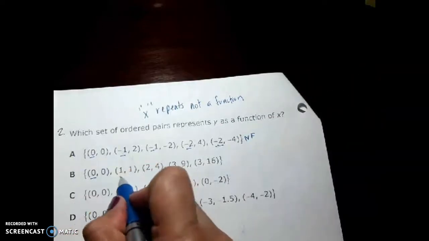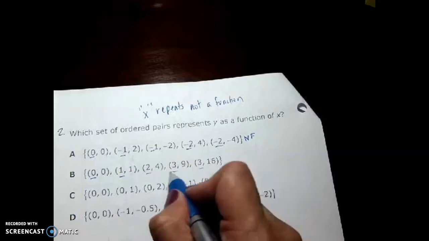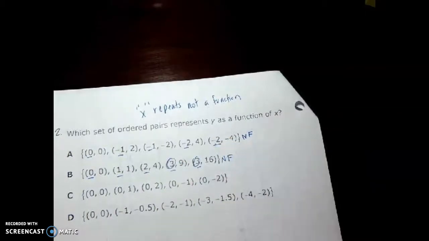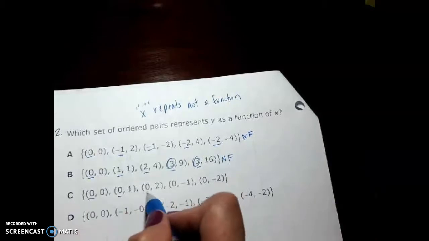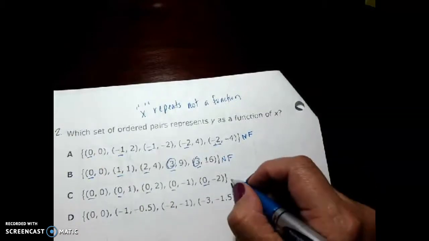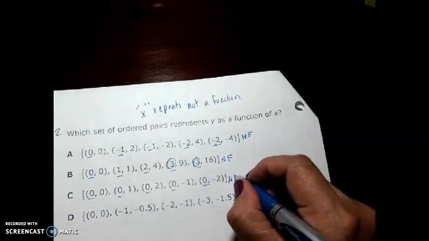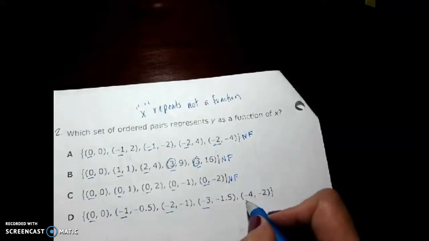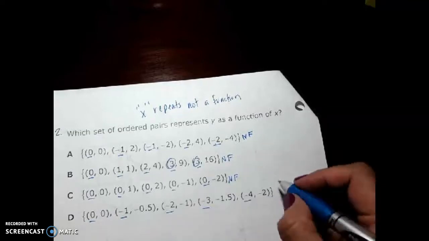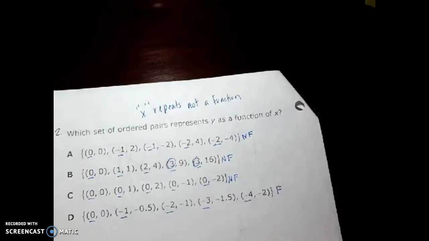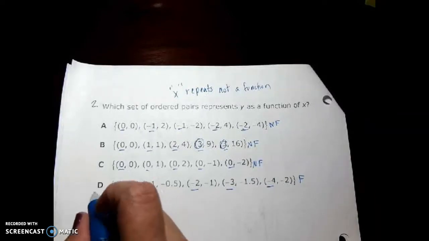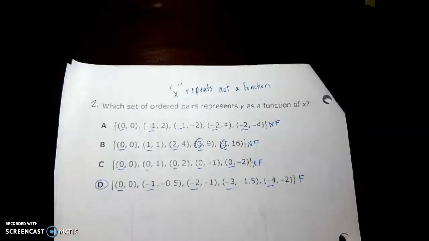0, 1, 2, 3, 3. Right there, the 3 repeats, not a function. 0, 0, 0, 0, 0. All of those repeat, not a function. 0, -1, -2, -3, -4. Nothing repeats. This is a function. Okay, so if the x repeats, it's not a function.